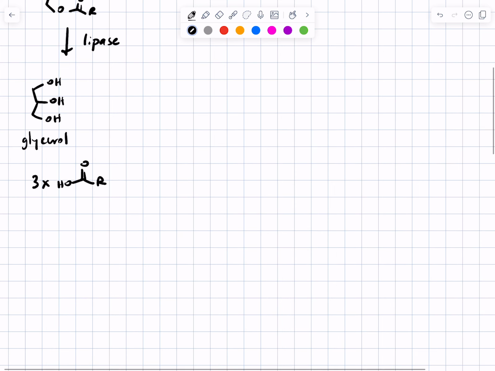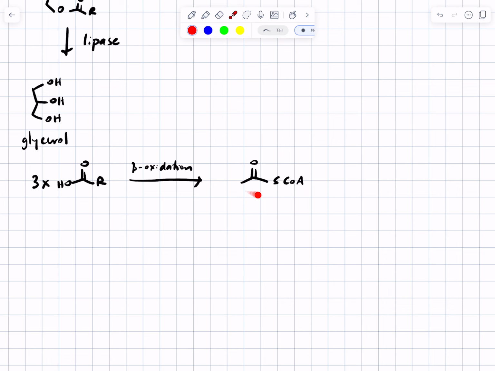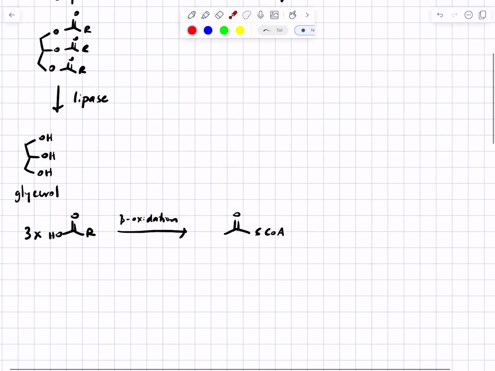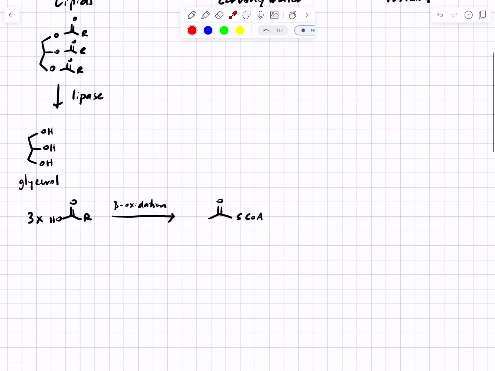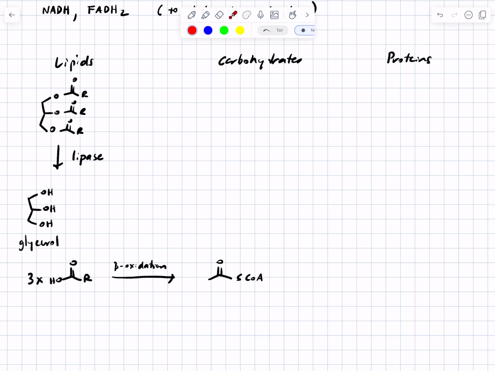And these undergo a process called fatty acid beta oxidation, which we're going to talk about in detail in just a few minutes, ultimately clipping off several 2-carbon units from these fatty acids to give you this 2-carbon thioester called acetyl-CoA. Glycerol ends up getting modified in a way that we'll talk about and interfaces with carbohydrate metabolism.